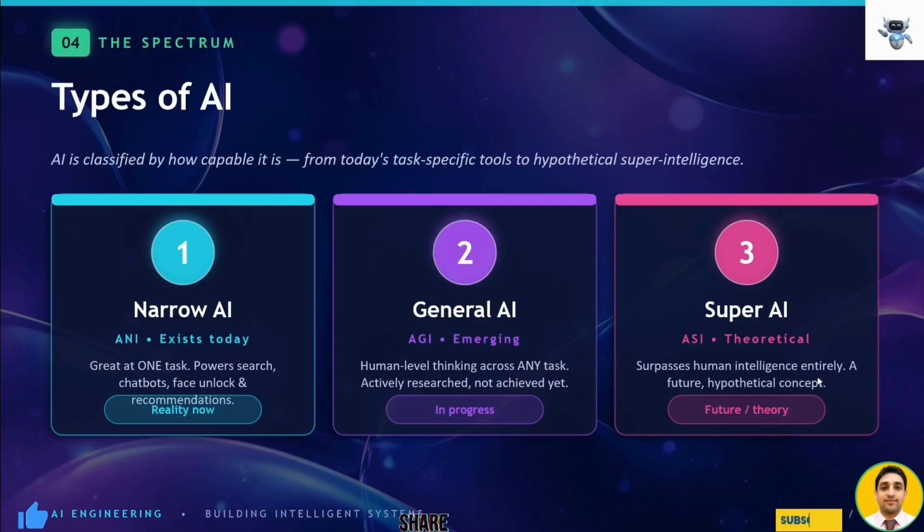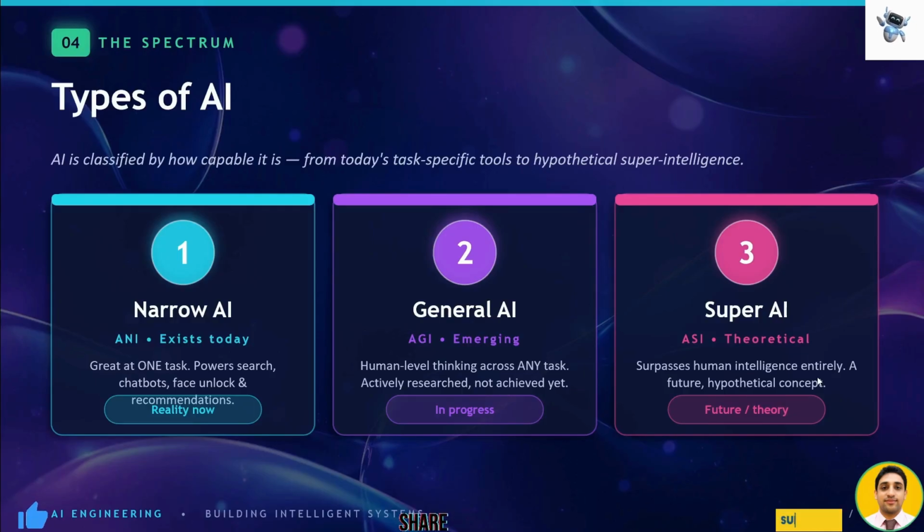This is our current reality. Second, we have general AI or AGI, artificial general intelligence. This refers to a machine that has human level thinking ability across any task, not just one specific job. AGI would be able to learn a new skill, reason about unfamiliar problems, and adapt just like a human brain does. This is actively being researched by companies and scientists around the world, but it has not been achieved yet. We are still in progress towards this goal.